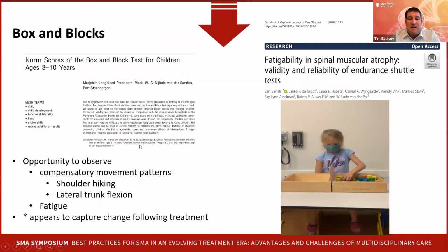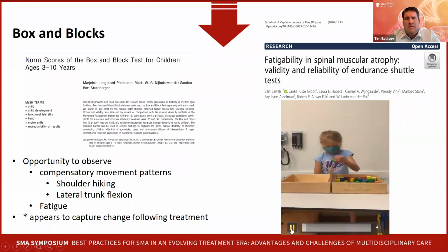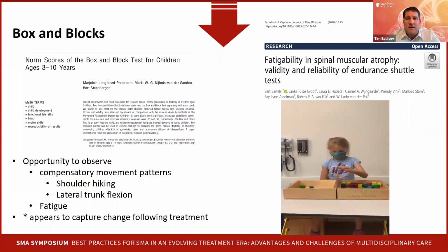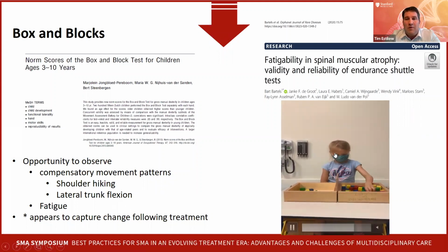So the box and blocks we touched on yesterday. I'll show you another video today of an individual with SMA type 3 who's ambulatory. Unlike the young lady yesterday who had a hard time lifting the blocks, had to use a lot of compensatory movement, you can see her performance here is very different. Okay, we'll watch this a few times.